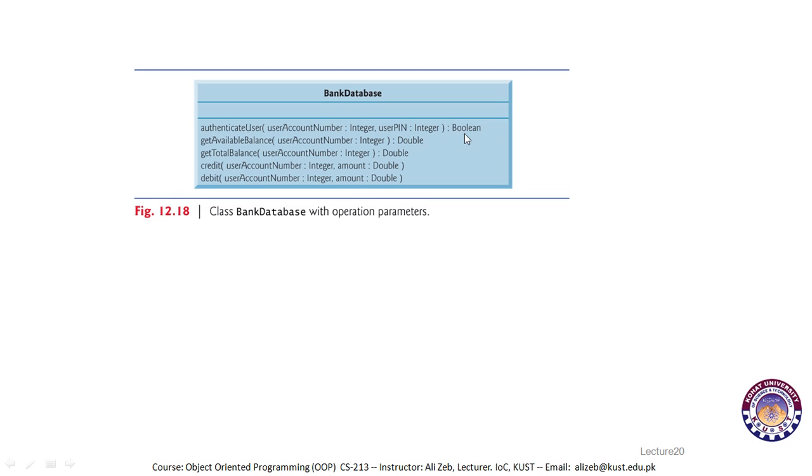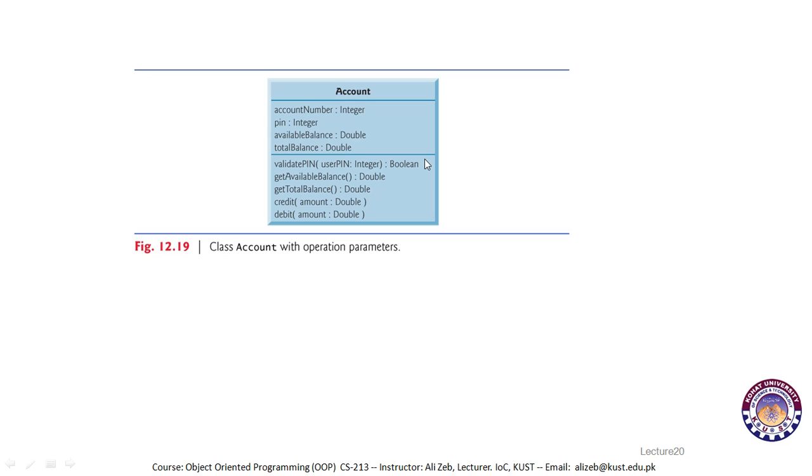Towards the front of the name of the method is the return type of that method. Similarly, the class account with the operations parameters, as we can see, if you want to validate a PIN, we need the PIN of the user. And in some of the other classes, let's say the credit method will need the amount, and the debit method will need the amount.